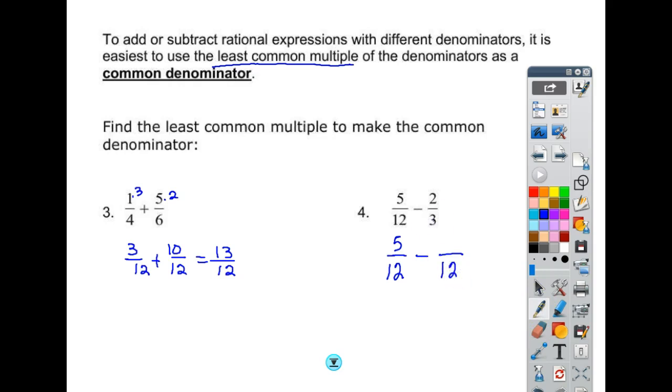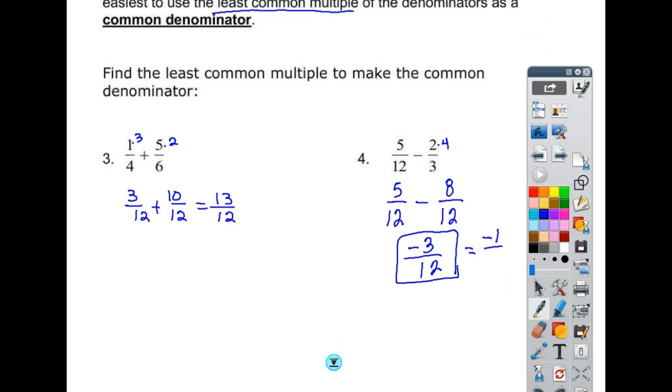Okay, so 3 times what is 12? 4, so that means you multiply the 2 times the 4. Now you subtract. What's 5 minus 8? -3/12. Oh, but that'll reduce, doesn't it? To what? They'll both divide by 3. Okay? So we always got to look to see if we can reduce things in the end.